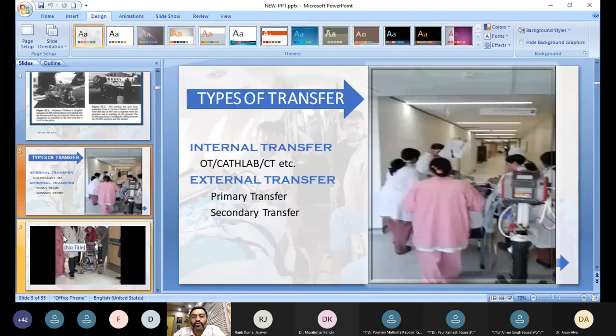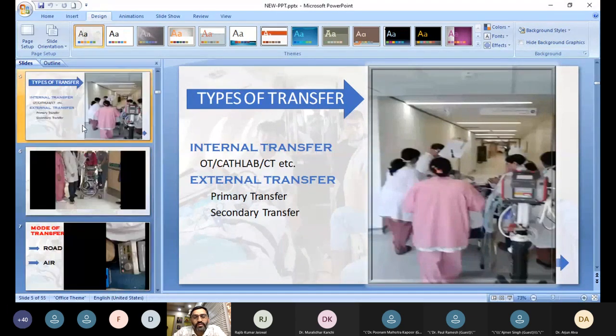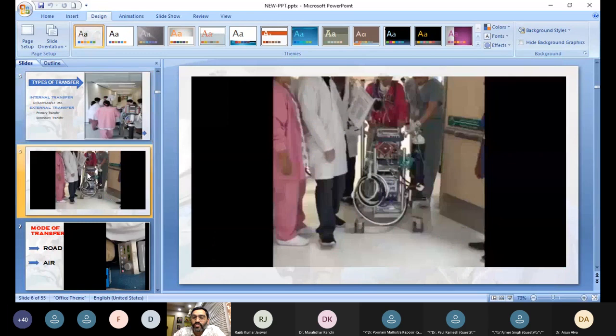Types of transfer. There are 2 types of transfer: internal transfer and external transfer. In internal transfer, a patient already on ECMO is moved because they need a procedure in the OT or cath lab, or an investigation like a CT, or chemotherapy. Sometimes a long-term ECMO patient is taken out for rehabilitation, like physiotherapy and walking outside.